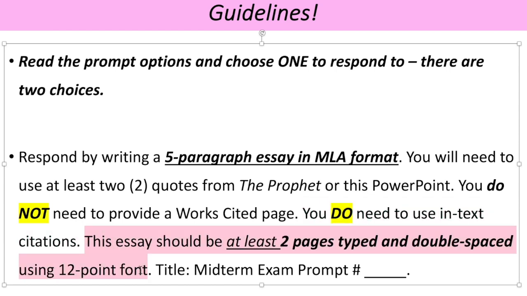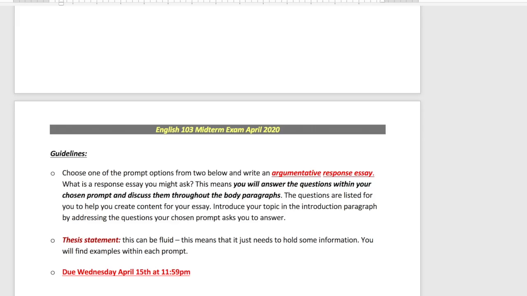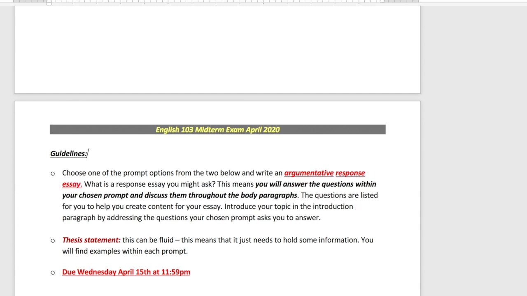This essay should be at least 2 pages typed and double-spaced using 12-point font, MLA, and your title should be Midterm Exam Prompt and then the prompt number that you chose. So this will either say prompt number 1 or prompt number 2. Here we see the English 103 midterm exam. The guidelines say, choose one of the prompt options from the 2 below and write an argumentative response essay.